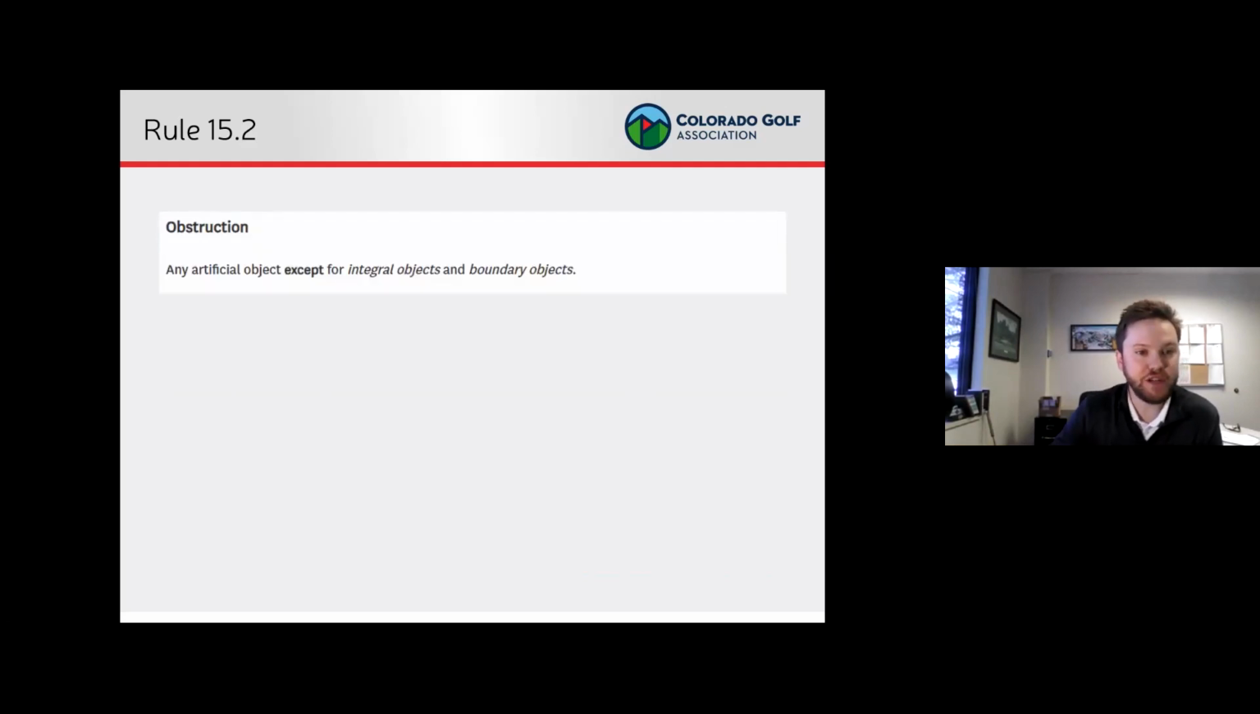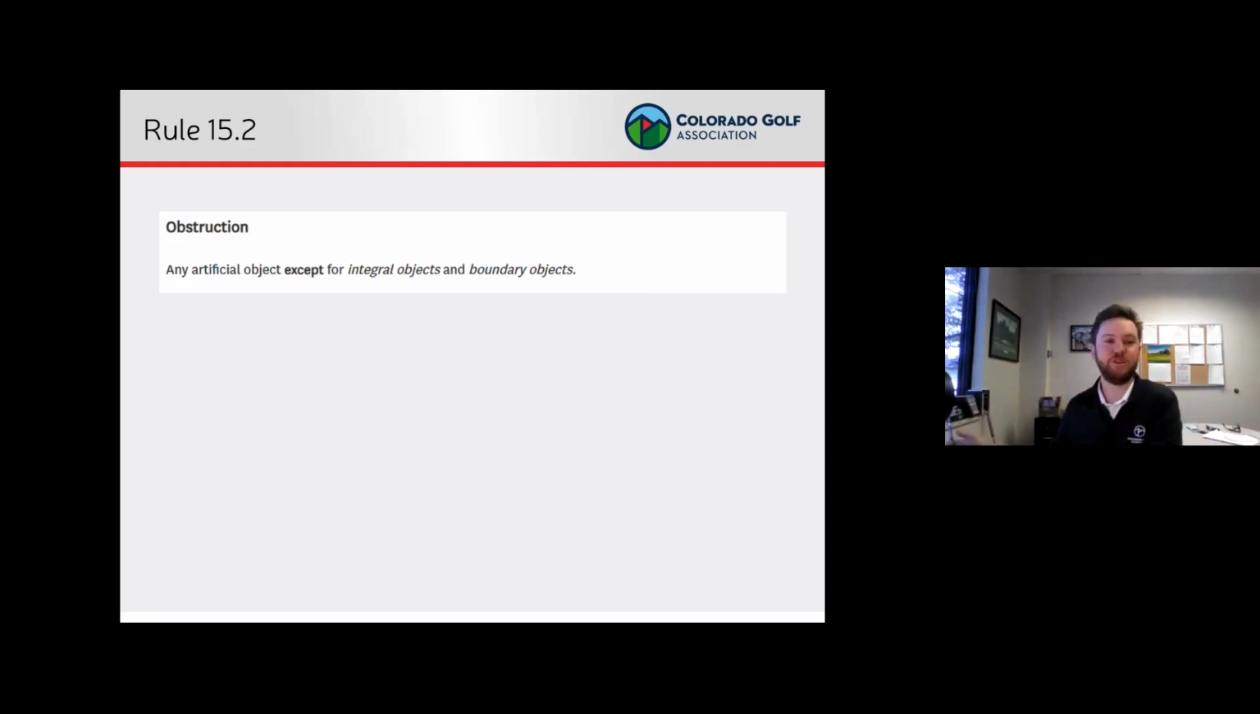An obstruction is any artificial object except for integral objects or boundary objects. Those are also artificial objects, but the rules very specifically kind of silo those into 3 different areas. We've got obstructions, integral objects, boundary objects. Integral objects and boundary objects are very protected and they have their own definitions, as you can see, because they're italicized. And every definition, when you look at obstruction, starts off by saying that. When you look at integral object, it says other than obstructions, and boundary objects are not integral objects.